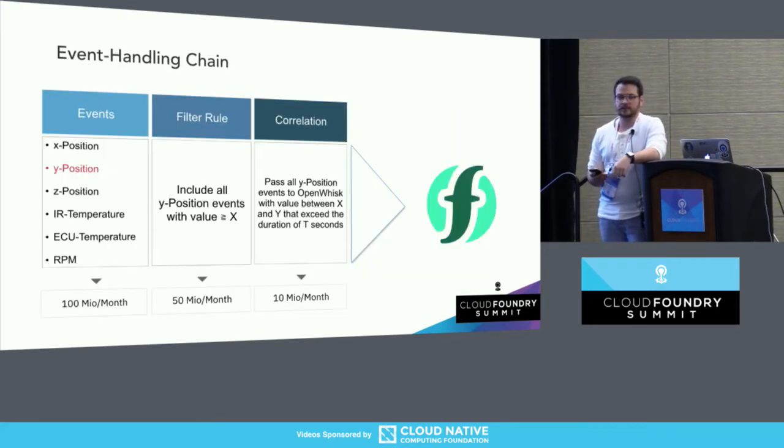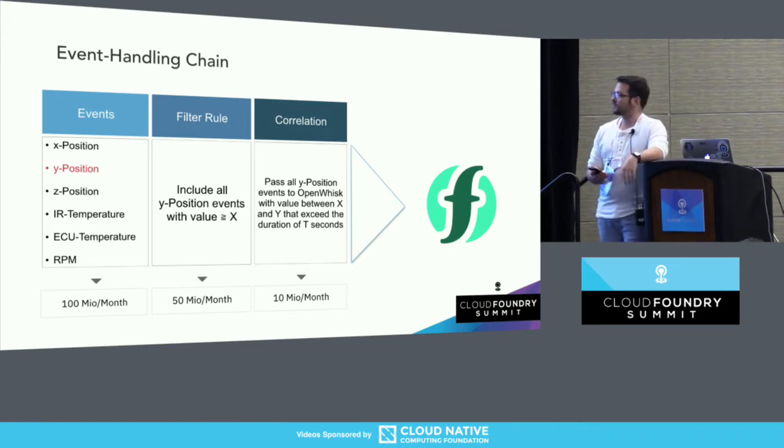Okay, so let's take a look at the event handling chain, how it looked. So we had events: an X position, a Y position, Z position, temperature, the main unit temperature, and so on. But we were really just interested in the Y position, so in the gradient of the car. Then we applied a filter rule, which said, okay, I want to include all Y position events which have a value greater than or equal to X. And after the filter, we had a correlation which said, I want just those events that hold for a specific period of time, let's say 5 seconds.